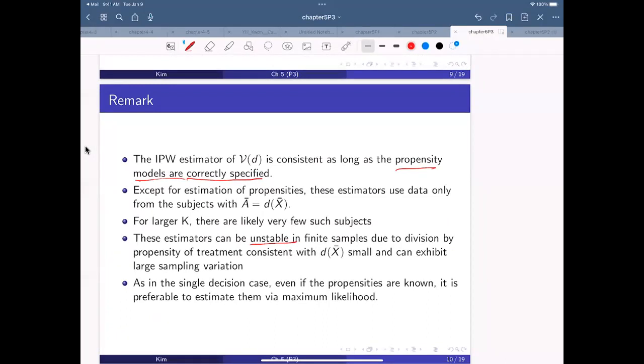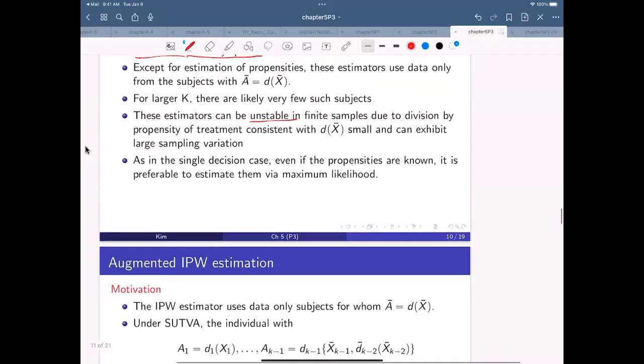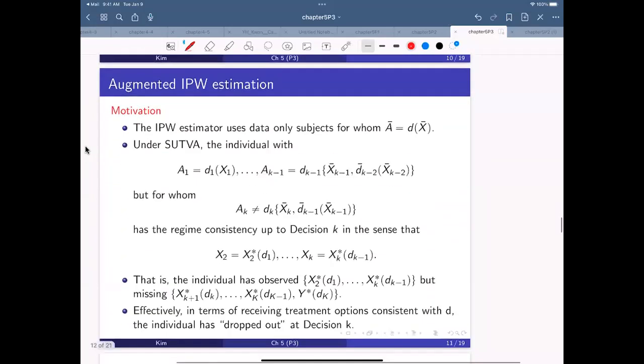And in some cases, for example in an experiment, you know the propensity, but it turns out that it's better to estimate it even though you know the truth. That's similar to what we studied in the missing data class. Okay, so that's the IPW estimator. But now we're going to improve it.